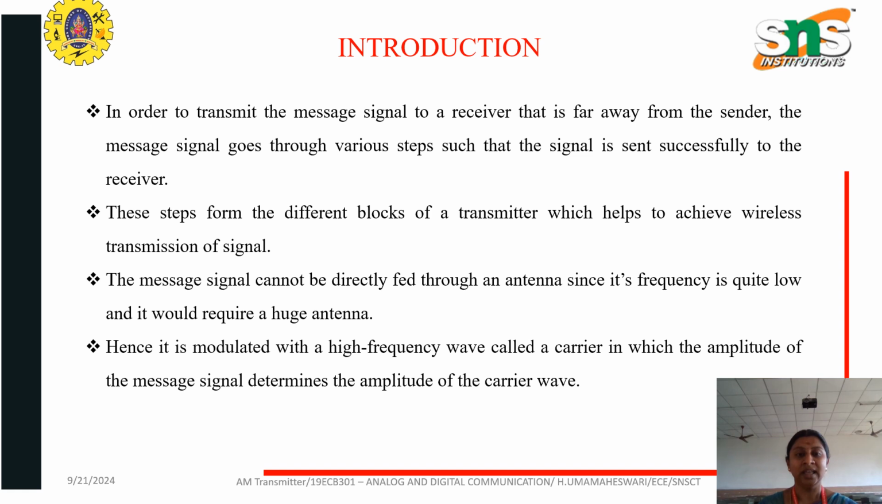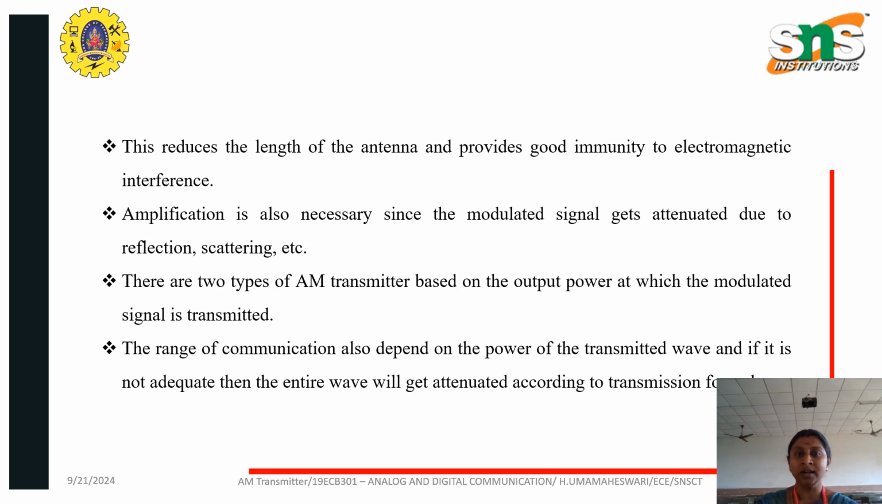The message signal cannot be directly fed through an antenna since its frequency is quite low and it would require a huge antenna. Hence, it is modulated with a high frequency wave called a carrier, in which the amplitude of the message signal determines the amplitude of the carrier wave. Then it reduces the length of the antenna and provides good immunity to electromagnetic interference. Amplification is also necessary since the modulated signal gets attenuated due to reflection, scattering, etc.